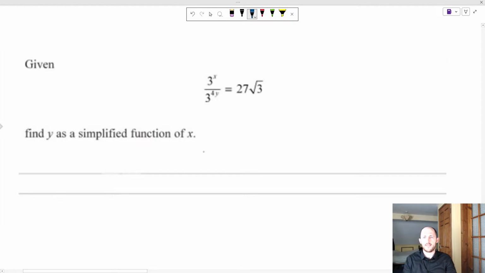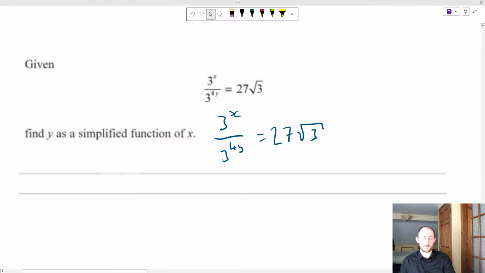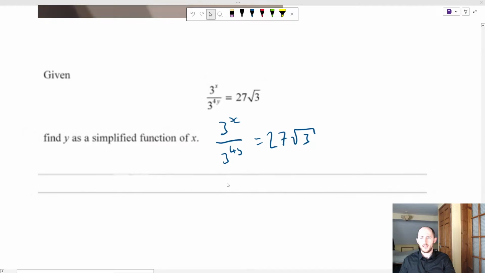Alright, let me write this out one more time. So we have 3 to the power of x over 3 to the power of 4y equals 27 root 3. And we need to write y as a function of x, okay? Just in case any of you couldn't see that. So, when they say y is a function of x, what they want is y equals and then some stuff with x.